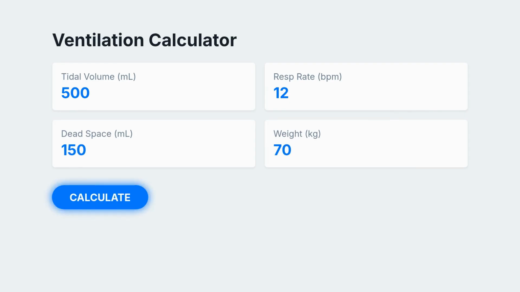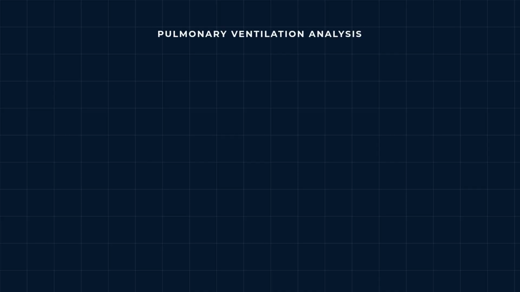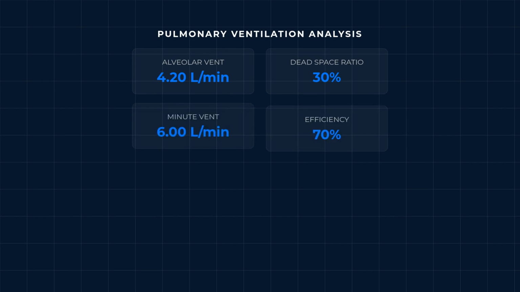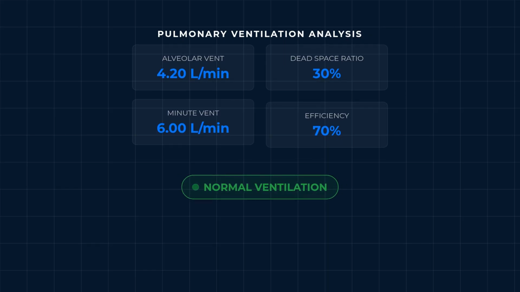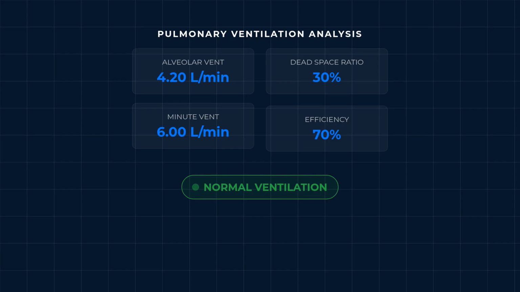weight of 70. After clicking Calculate, the results show minute ventilation at 6,000 liters per minute, alveolar ventilation at 420 liters per minute, dead space to tidal volume ratio at 30.0%, and effective ventilation at 70.0%. The status indicates normal ventilation, confirming these values are within the physiological range.